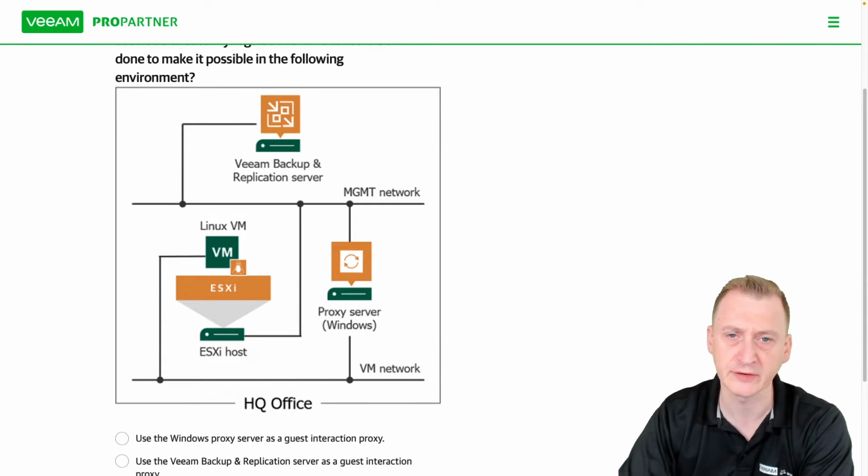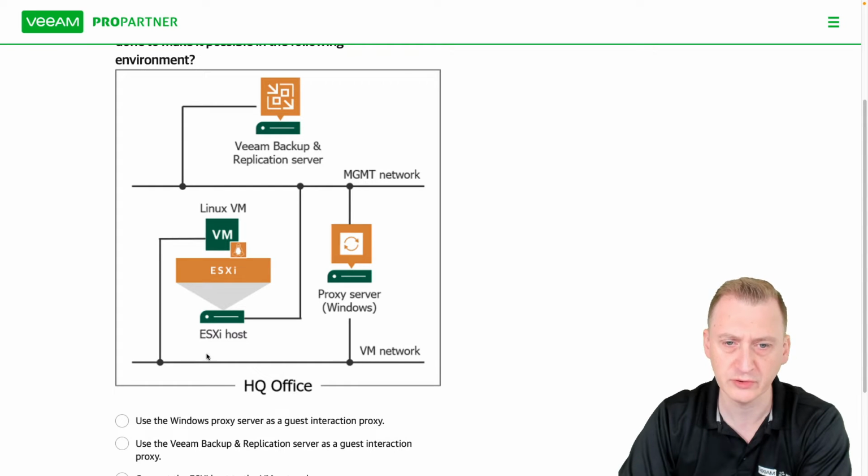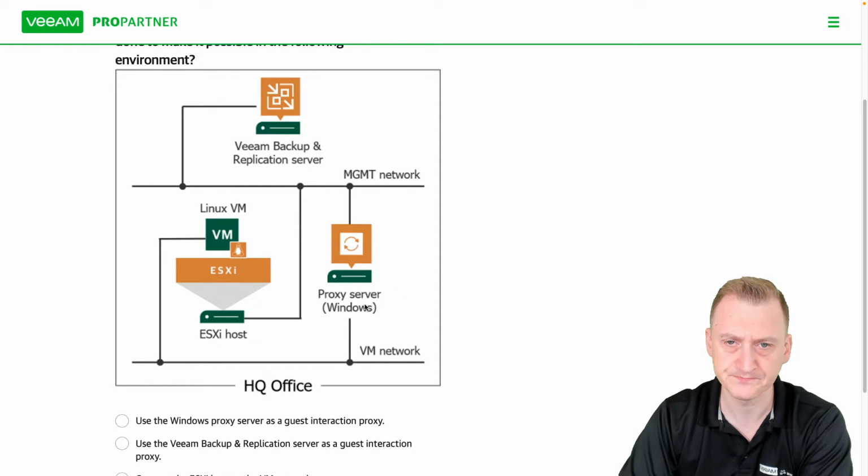Okay, let's take a look at the diagram here. So here we have our virtual machine, which is connected to a virtual machine network. Here we have a proxy server that we can use for the backups. It's running Windows. It's connected to the VM network and to the management network. And up here we have our backup server.